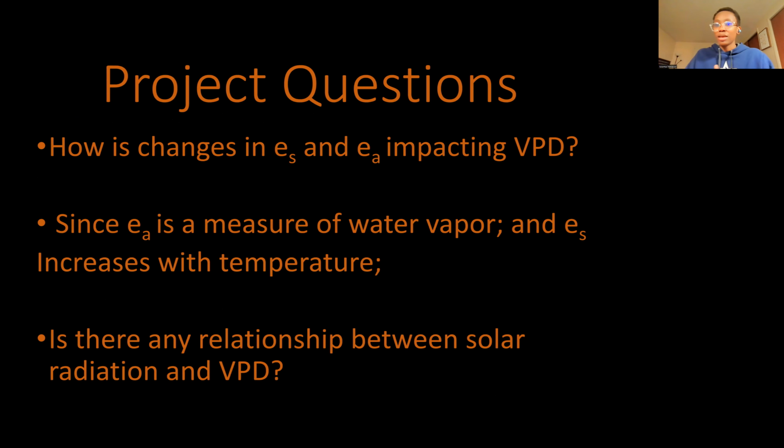And then this got me thinking about some questions I wanted to look at for this project. First, how are changes in ES and EA impacting VPD? Since EA is actually the measure of water vapor and ES increases with temperature, is there a relationship between VPD and solar radiation, and also between ES, EA, and solar radiation? So that was what I was thinking about. Is there a relationship? Would there be a relationship? We'll find out as I go on.